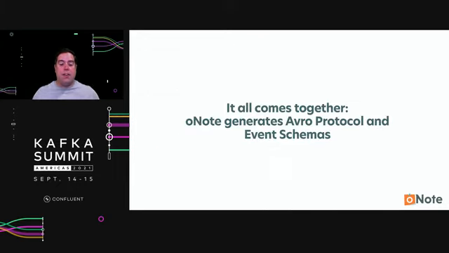So how does it all come together? I'm proud to announce that ONODE does have code generation capability. We can generate Avro protocol to target gRPC, that web services interface definition tier. And we can output event schemas to integrate with the Confluent schema registry. So I'll show you a demo here of how that looks in ONODE and how we solve this problem. So check out our demo now.